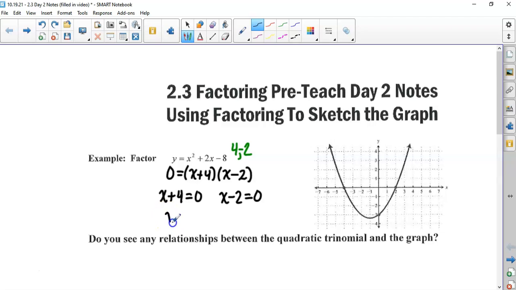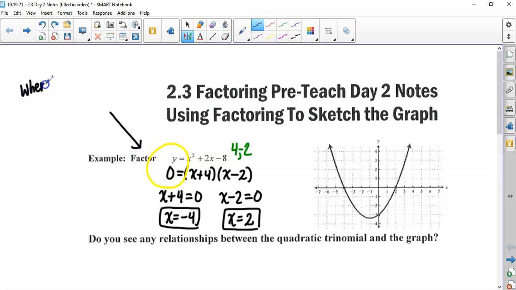Here, I subtract 4 from both sides, so I get x equals negative 4. And here I add 2 to both sides, and I get x equals 2. So let's think really closely about what we just did. We let y be 0, and I'm hoping that concept of letting y be 0 is a little bit of a blast from the past from Algebra 1.